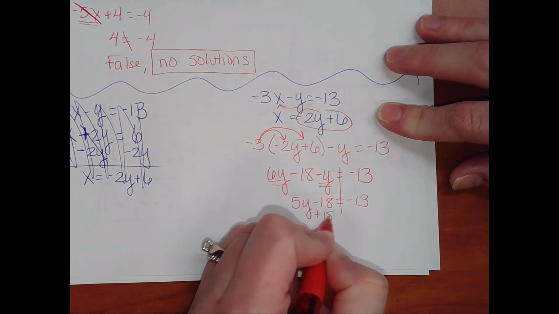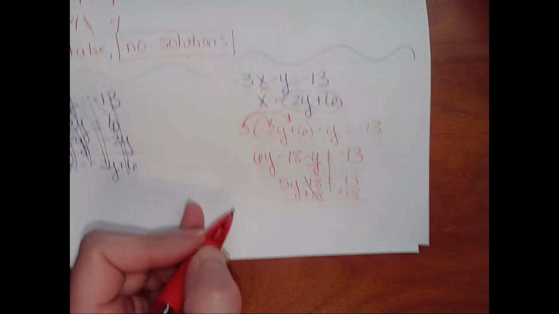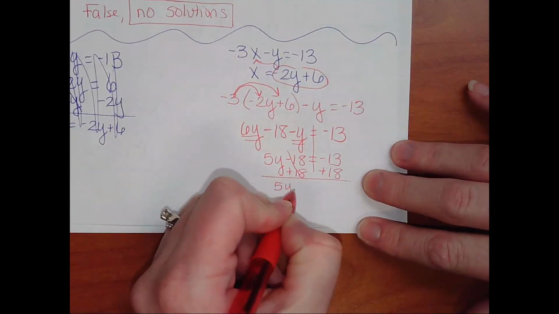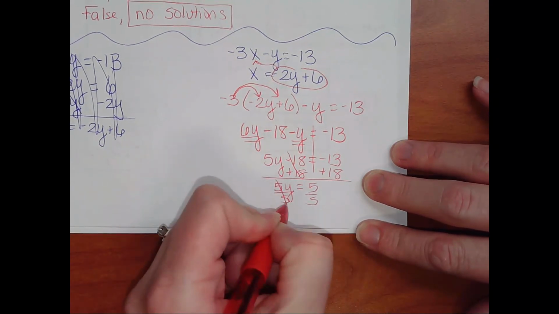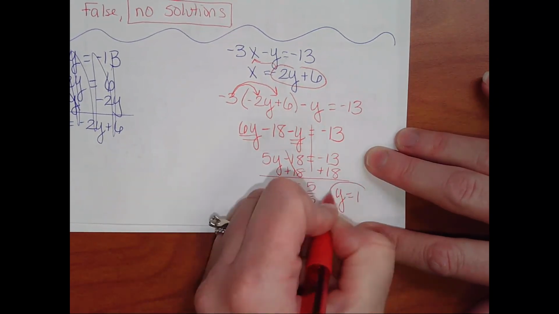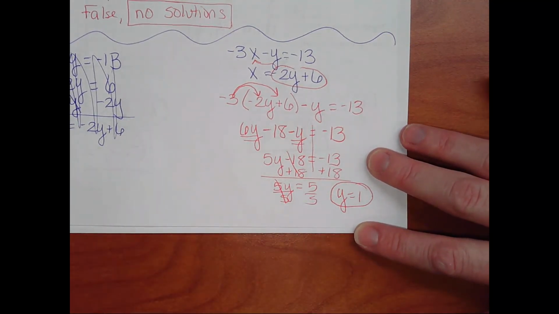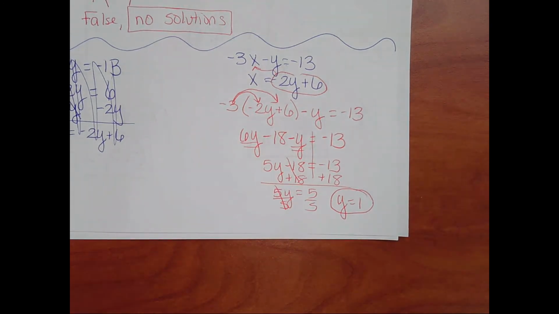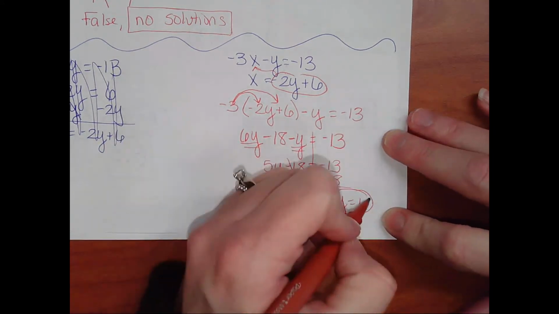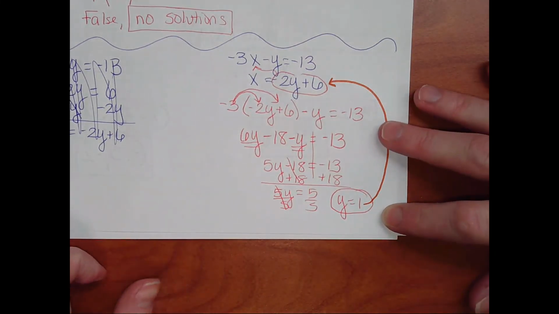Add 18, you're just solving for y like you normally would. Add 18, and I get 5y equals 5, and then divide by 5. And you get y to equal 1. That's the hard part. Getting that y to equal 1 is the part that takes the longest. Once you find y to equal 1, remember that your answers have to be a point, an x and a y. So you're going to take that y equals 1 and substitute it into the equation that you worked so hard to get x alone in.